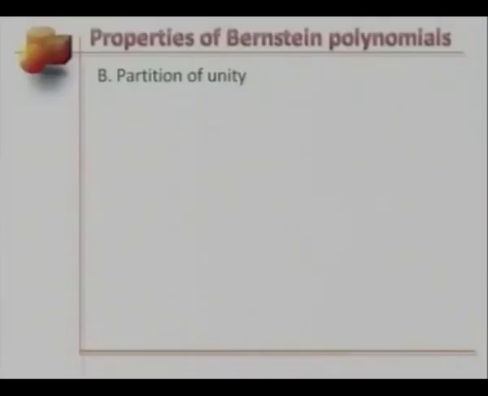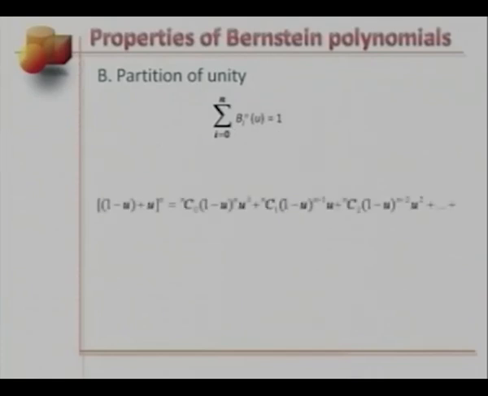The second property of Bernstein polynomials relates to the partition of unity. All Bernstein polynomials will sum to 1. This is interesting. You start with 1 and you add to it minus u and plus u. The result is, as expected, 1.